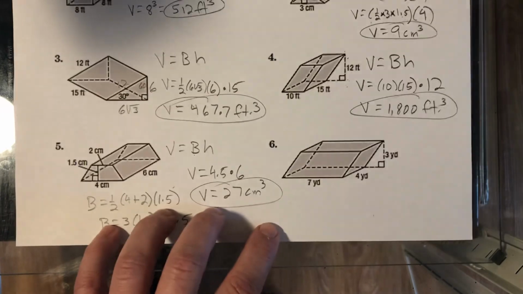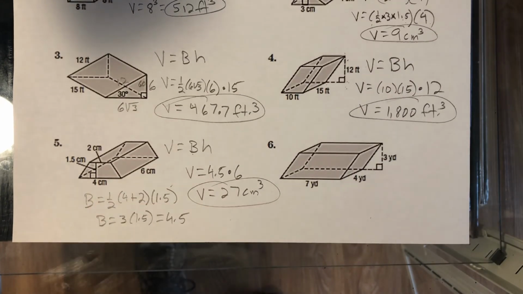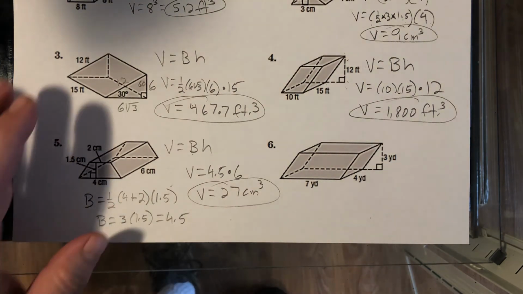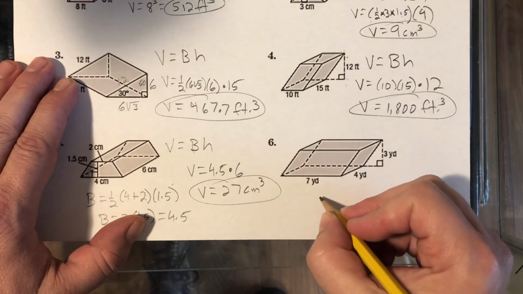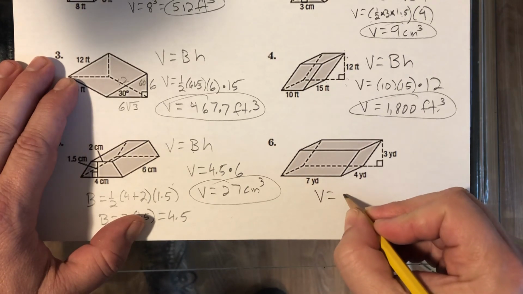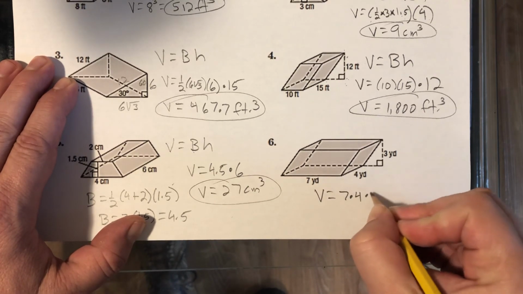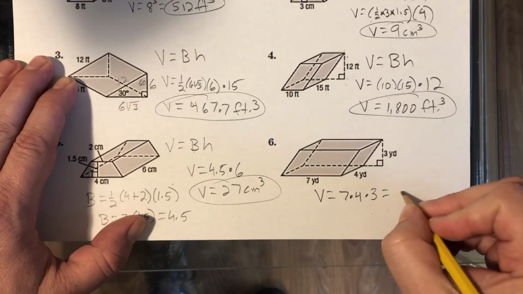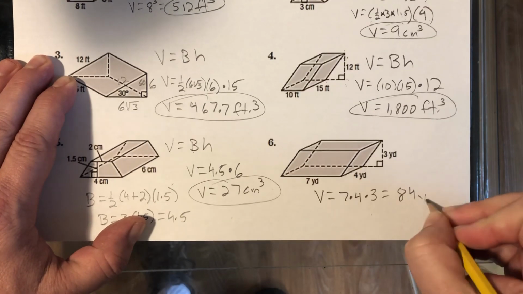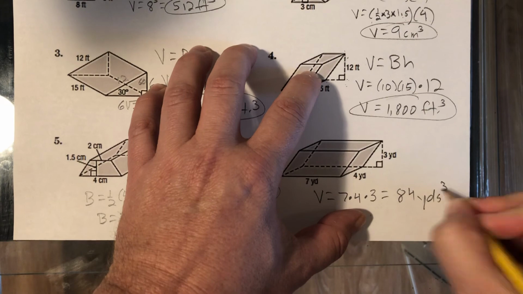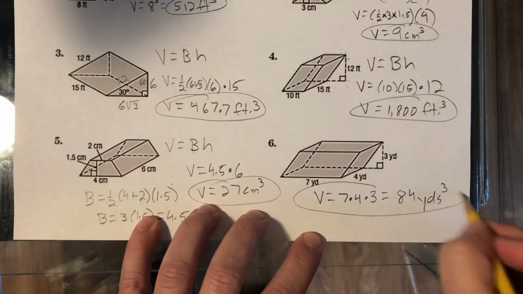Okay, so number 6, again, we've got an oblique prism, and same rules apply. It's equal to the area of the base times the height. The volume is equal to 7 times 4 times 3. And when you multiply that on out, you're going to get 84 cubic yards. And there you go.